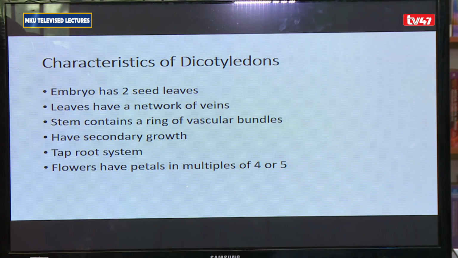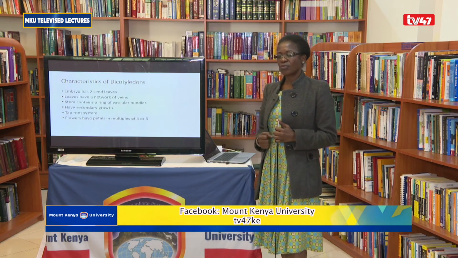For the characteristics of the dicotyledons, we have two cotyledons in the seed. Their leaves have reticulate venation, or what some may refer to as network venation. The stems have a ring-like arrangement of the vascular bundles. They have a taproot system. Most of them tend to have secondary growth, except the ones that are herbaceous in nature. And the flowers tend to have petals in multiples of 4 or 5.